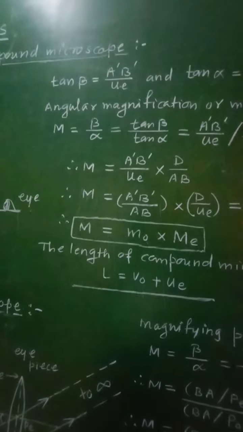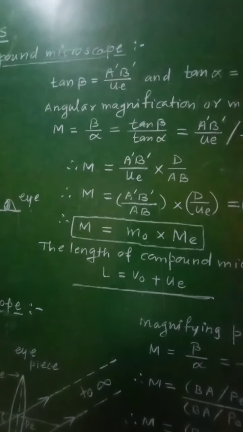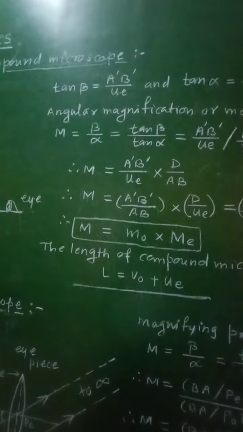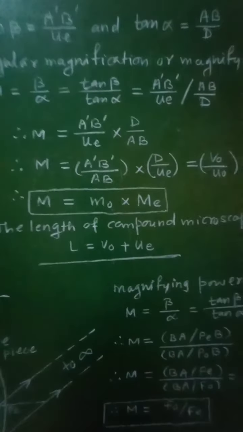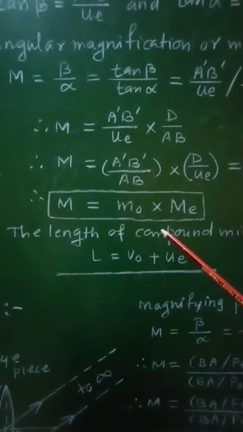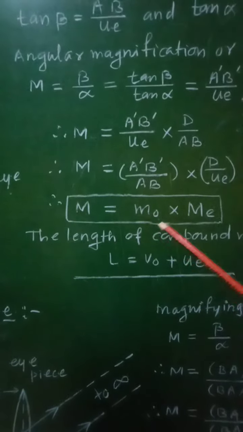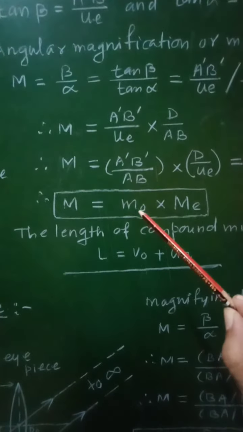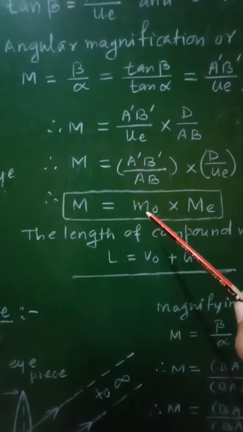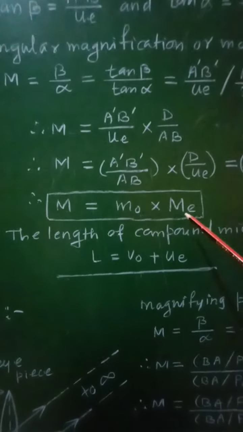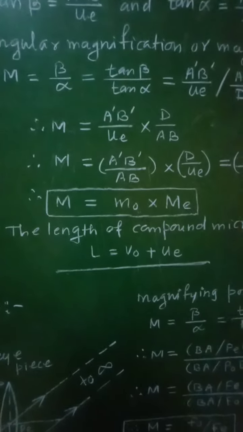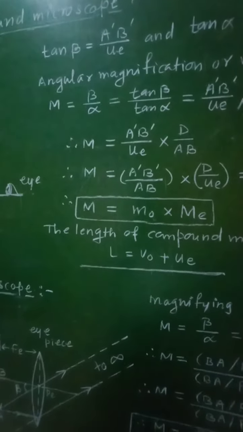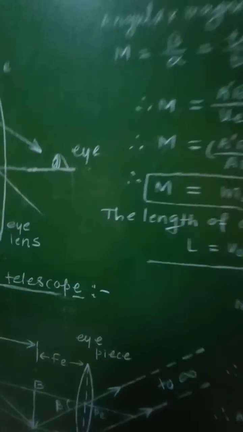And thus ME and MO together decide the minimum and maximum magnifying power of the microscope. So the minimum and maximum magnifying power of the microscope will be decided by the values of the linear magnification of the objective and the angular magnification of the eye lens. So this will be regarding the magnifying power of the compound microscope.